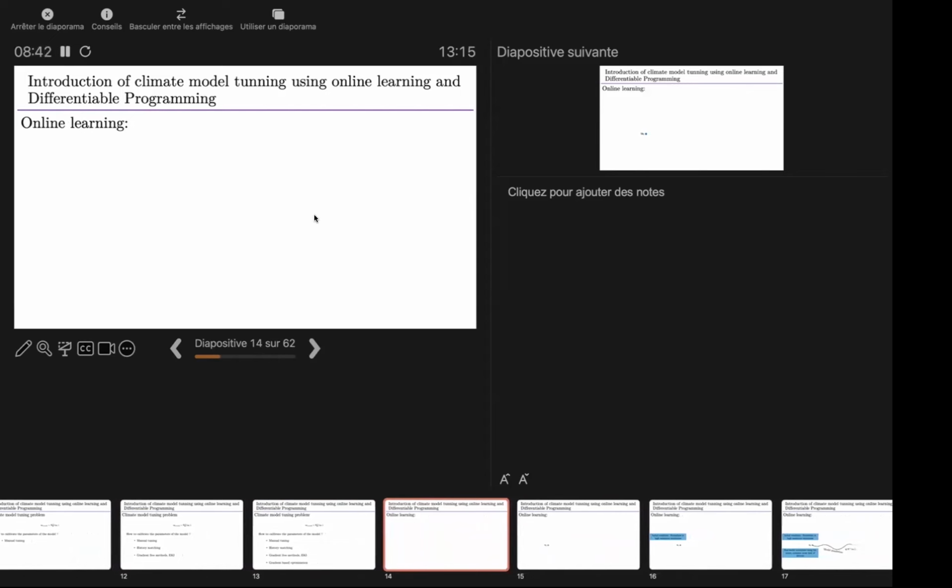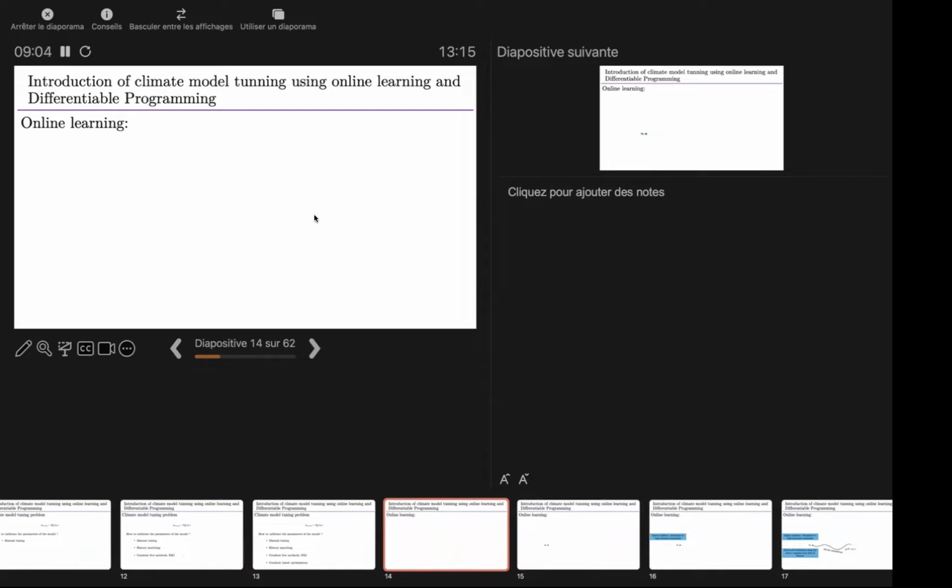The second step is that we need to define some kind of an objective or cost function. One particular cost function is what we call online learning. There are other ones we can discuss, but we will be working with this kind of cost function, and we'll be discussing why later on in the presentation.